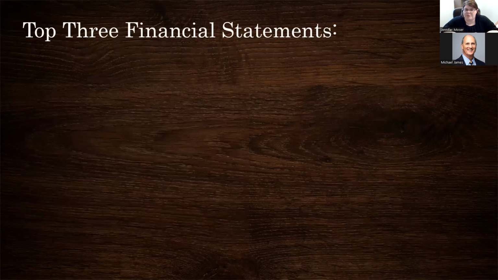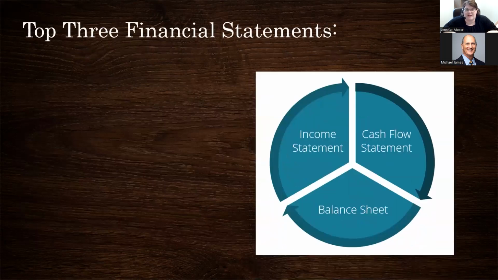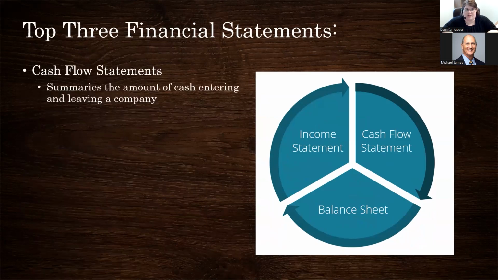So let's review those top three financial statements again. In this chart, you see income statement, cash flow statement, and balance sheet. It looks like a very equal pie chart, which is great because that's what we want in a financial statement. We want those equal balances to show. So let's talk about the first one, the cash flow statement. This summarizes the amount of cash entering and leaving a company, or entering and leaving your life.